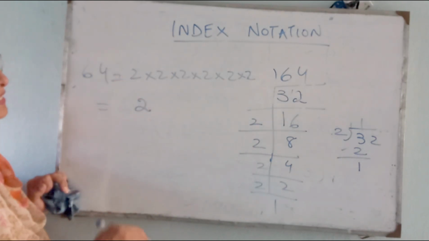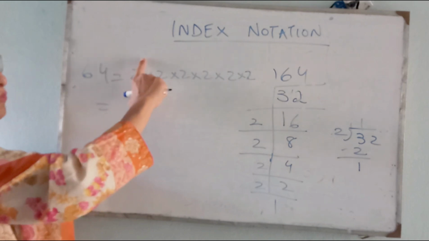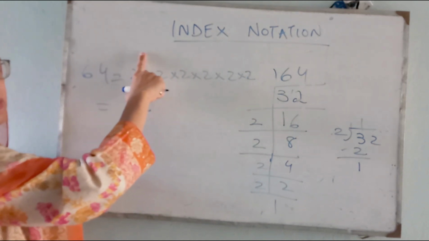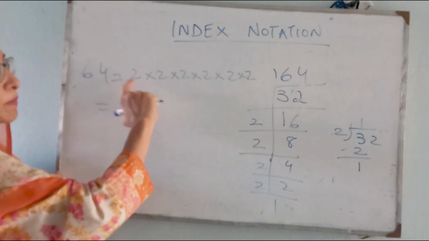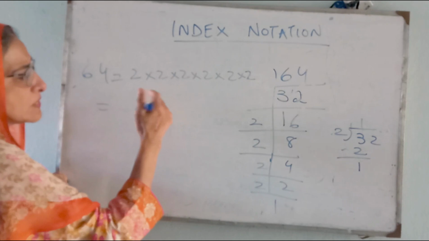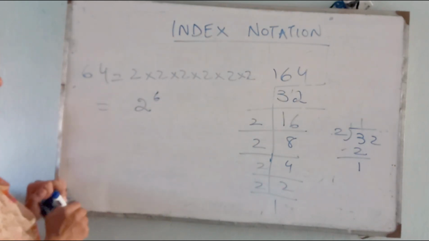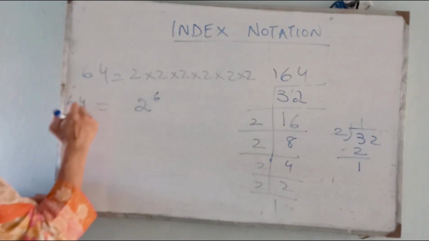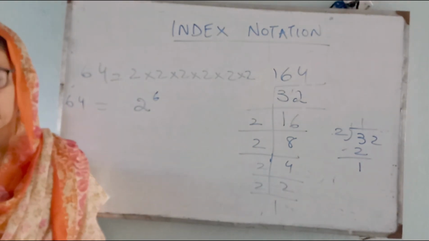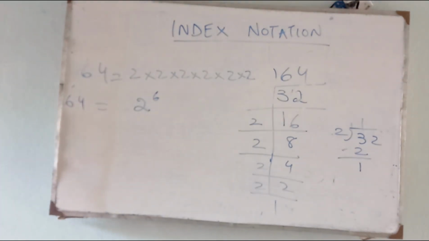And how many times is it coming? I have told you that every whole number has some power. If the power is not written, it is 1. So how many 2s do I have? 1, 2, 3, 4, 5, 6. So it will be 2 raised to the power 6. So in the form of index notation, 64 can be written as 2 raised to the power 6.